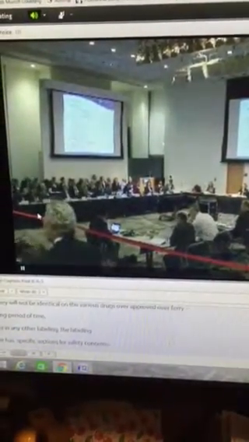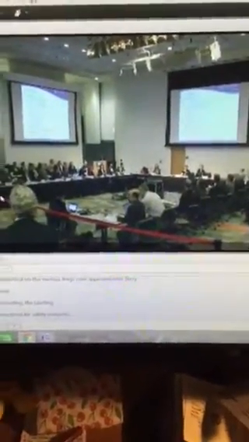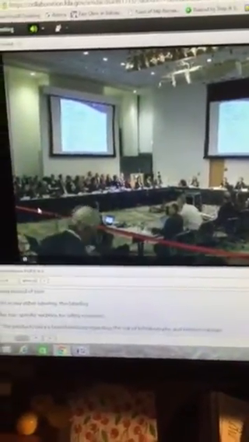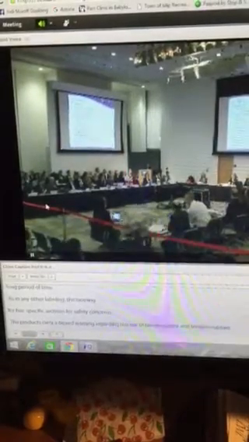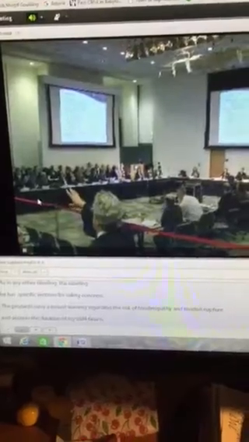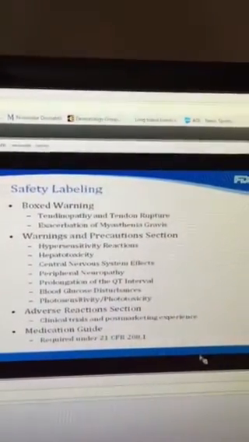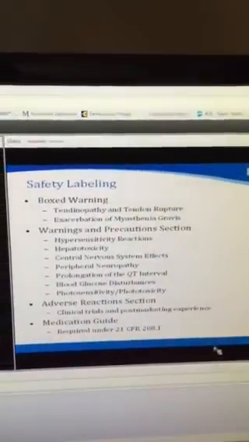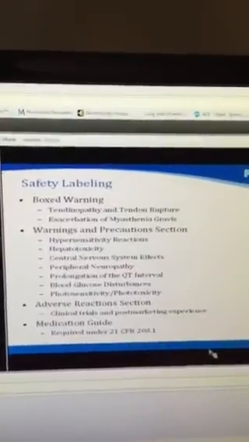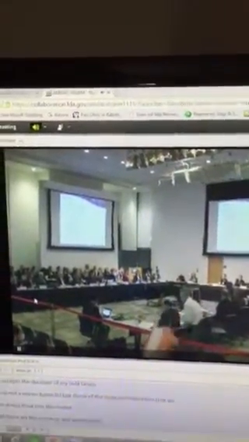The warnings and precautions section, again, across all labels is not identical, and this is not an all-inclusive list, but these are the more common ones, and they are seen across the various fluoroquinolones currently in the market. Hypersensitivity reactions, hepatotoxicity, effects on the central nervous system, risk of peripheral neuropathy, prolongation of QT interval, blood glucose disturbances, and photosensitivity.